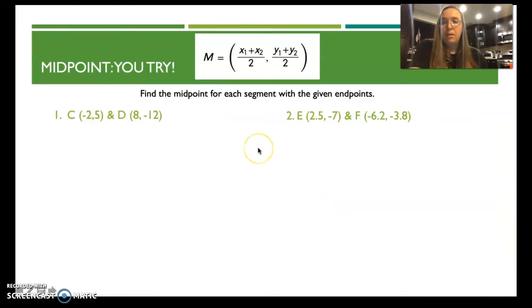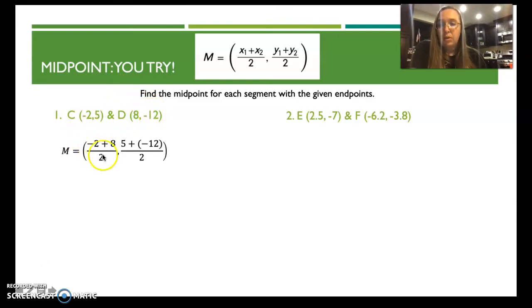Okay, take a second here, pause the video, and try these 2 problems on your own. Go. Okay, hopefully you've had a chance to do that, and let's work through these 2 examples together. So we're going to find the midpoint from C to D, so first we need to identify those 4 different pieces, x1, y1, x2, y2, and we're going to plug them into our formula.